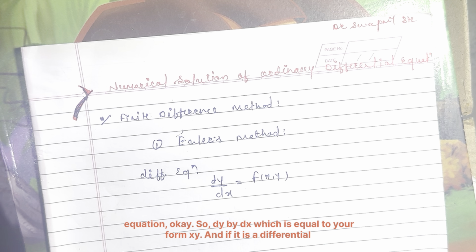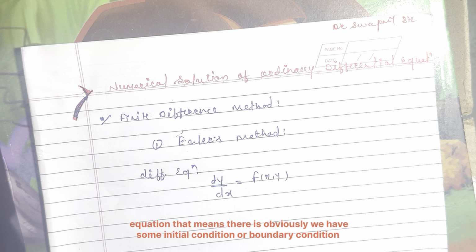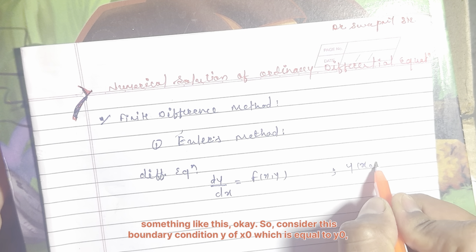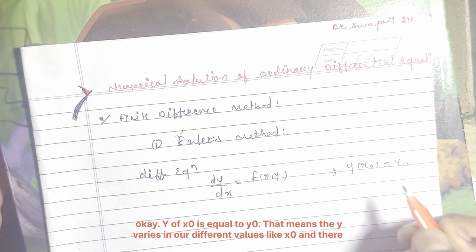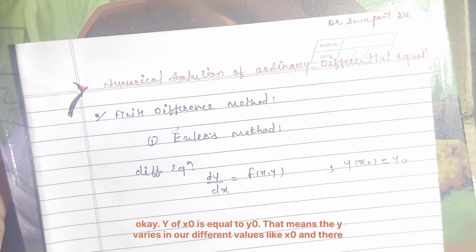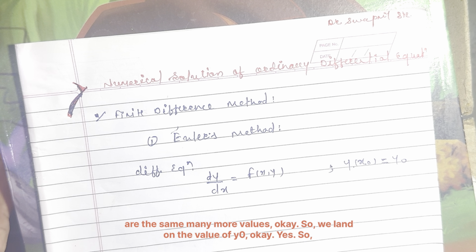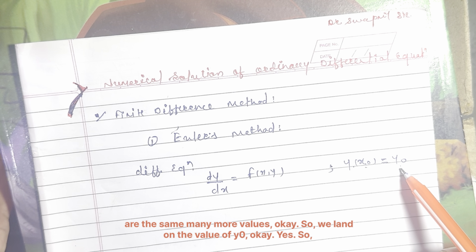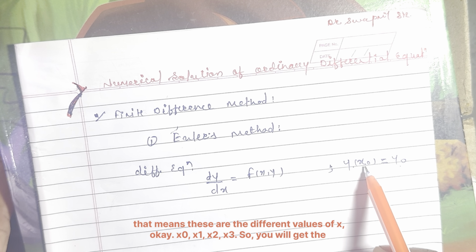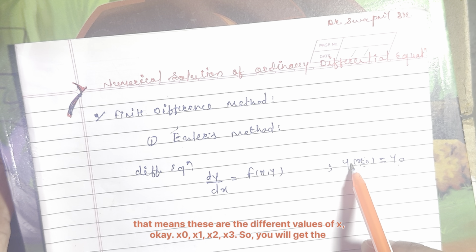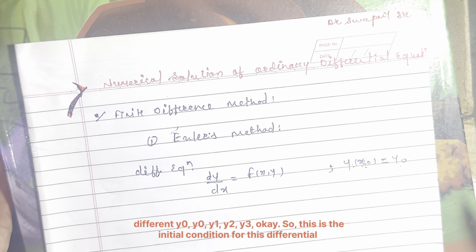And if it is a differential equation, that means obviously we have some initial condition or boundary condition, something like this. So consider this boundary condition, y of x naught is equal to y naught. That means y varies with different values like x naught, and there are many more values. So we land on the value of y naught. These are the different values of x: x naught, x1, x2, x3. So you will get the different y naught, y1, y2, y3. This is the initial condition for this differential equation.